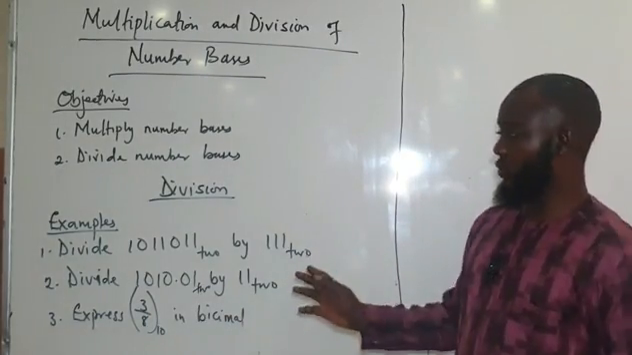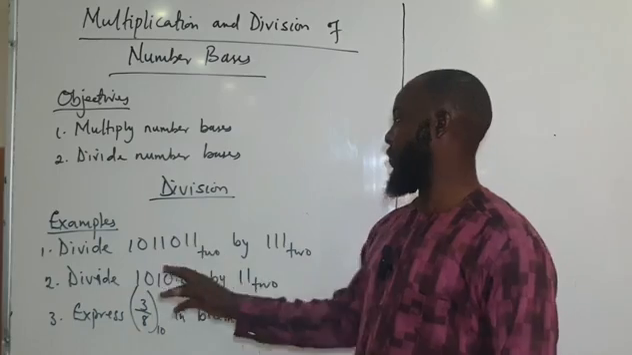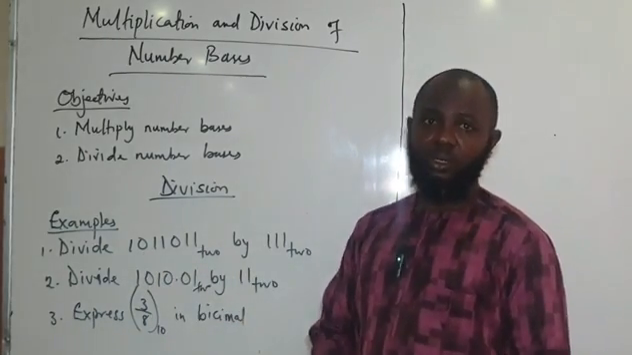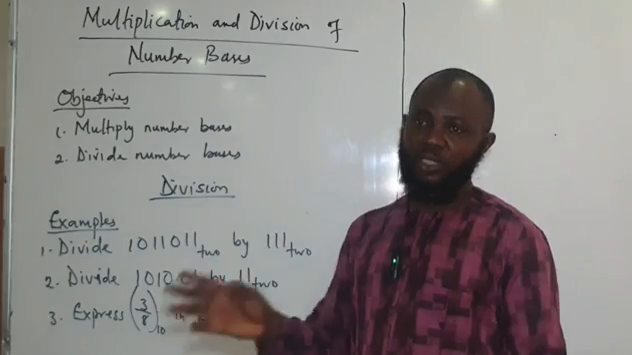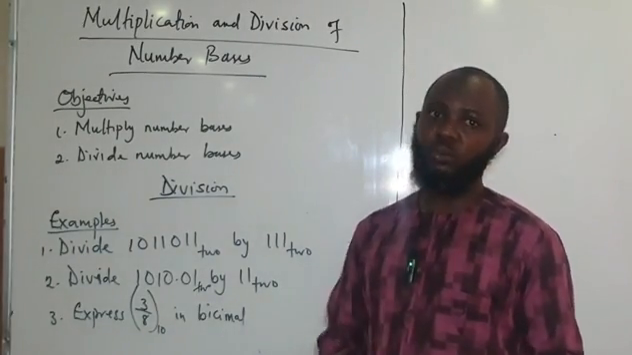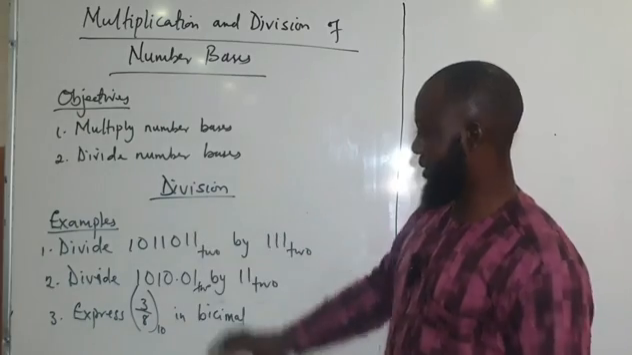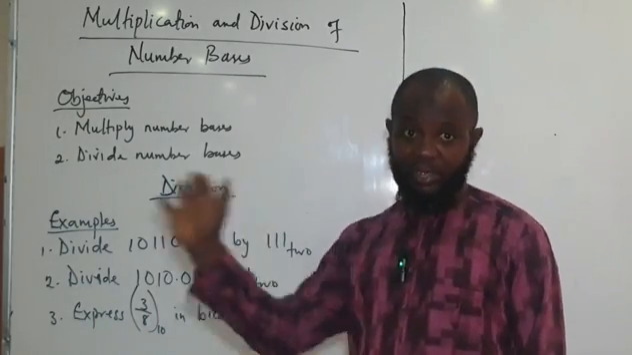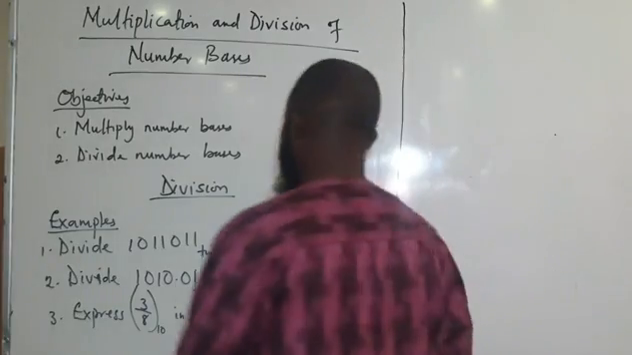So there are 2 ways to do division. You can divide straight, or you can first of all convert this to base 10, divide it normally, then convert it back to base 2. But whichever one you use, you are still going to get the same answer. So I'll adopt the 2 methods in the first example. Then the other examples we just divide straight. I hope that is clear. So let's have the first one.